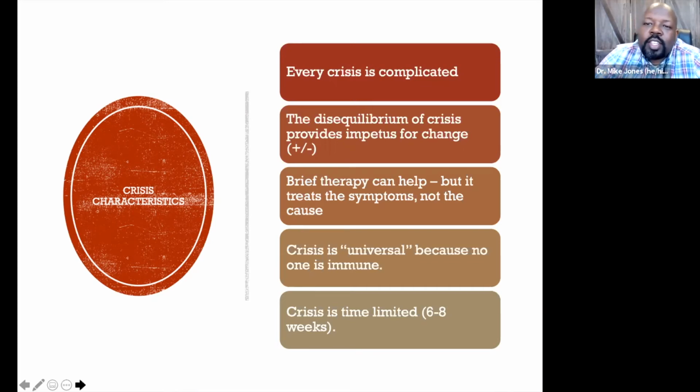You may find yourself in a situation where you have two people who go through the exact same situation, but they're going to end up dealing with it in a different way. And so every crisis is going to look different for each individual that is out there.